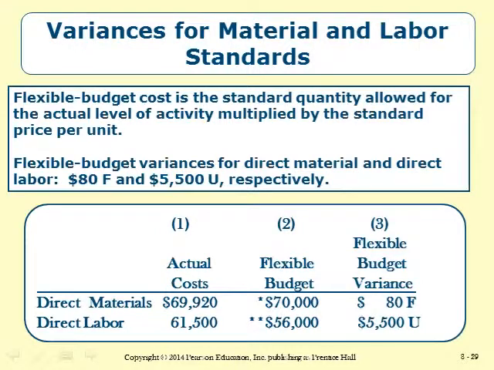In our lower table, we see our actual cost of $69,920 for direct materials and $61,500 for direct labor. We had a flexible budget, again based on standard costs for the level of output achieved. Direct materials flexible budget standard cost is $70,000. We have an $80 favorable direct material budget variance because our actual costs were lower, but we have a $5,500 direct labor unfavorable variance because our actual costs for direct labor were higher by $5,500 than what we expected them to be for an output level of 7,000 units.